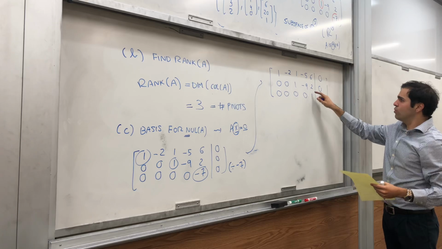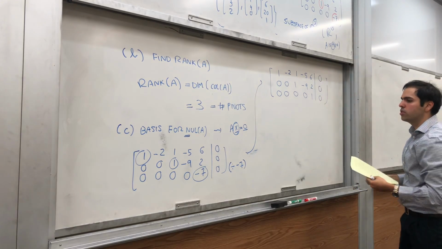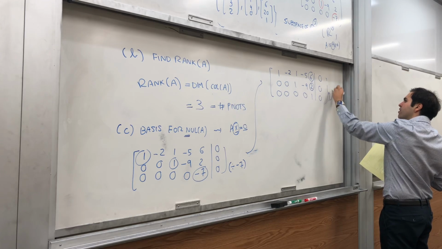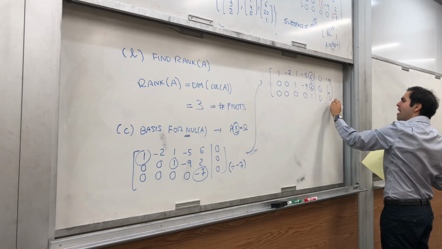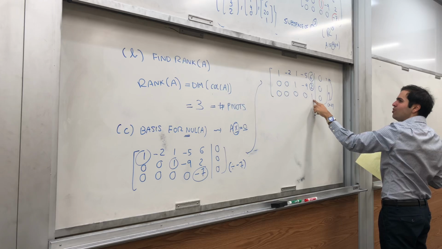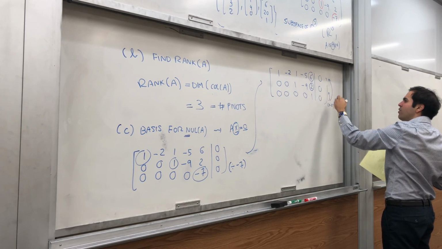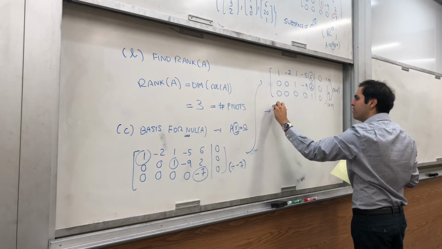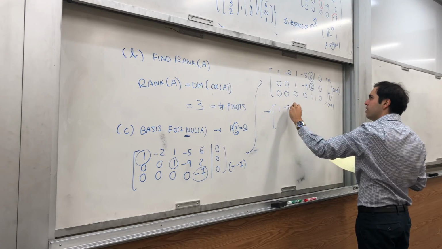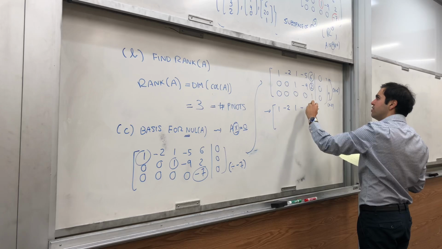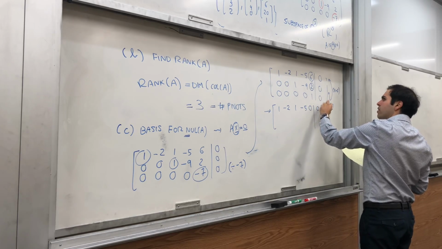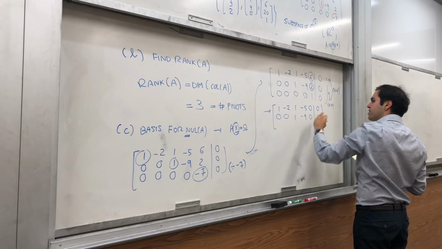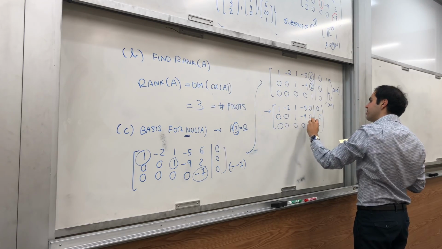Then next thing is we want to turn those numbers into 0. So the numbers above the pivots have to be 0. But that's not too bad. Let's subtract 2 times the third row from the second row and subtract 6 times the third row from the first row. And we get 1, 2, 1, minus 5, 0, 0, and 0, 0, 1, minus 9, 0, 0, and then 0, 0, 0, 0, 1, 0.